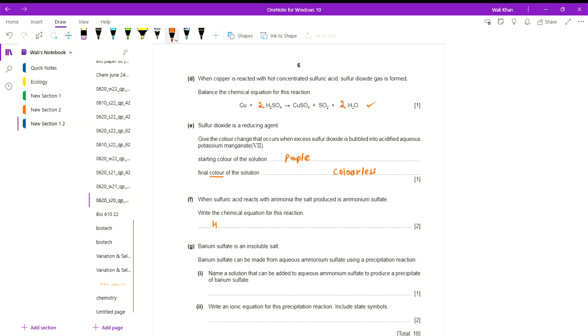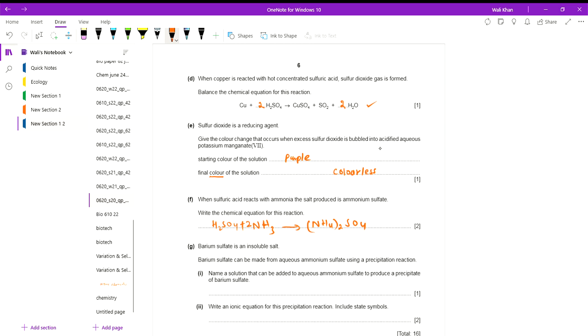So H2SO4 plus NH3, ammonia, and the salt produced is ammonium sulfate, (NH4)2SO4. So we have to write 2 here, 2NH3. So now the equation is balanced.